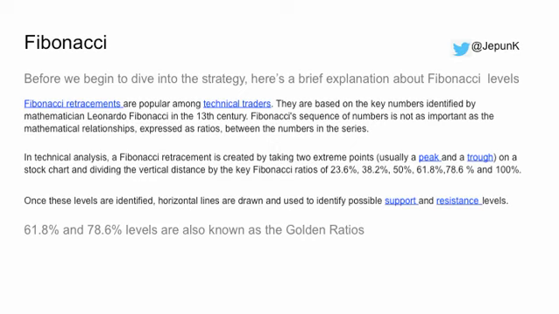So in TA, the Fibonacci retracement is created by taking 2 extreme points, usually a peak and a trough, on a stock chart, and dividing the vertical distance by the key Fibonacci ratios of 23.6%, 38.2%, 50%, 61.8%, 78.6%, and 100%. Once these levels are identified, horizontal lines are drawn and used to identify the possible support and the resistance levels. So the 61.8 and the 78.6 levels are also known as the golden ratios.